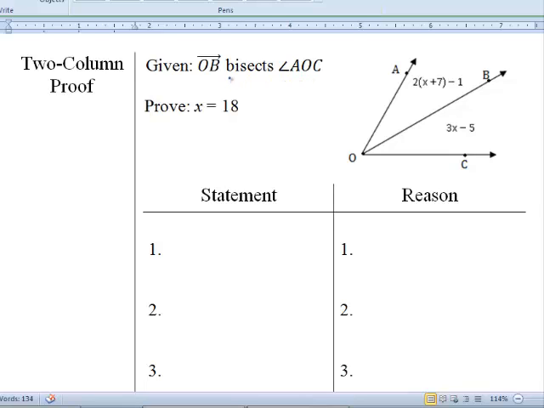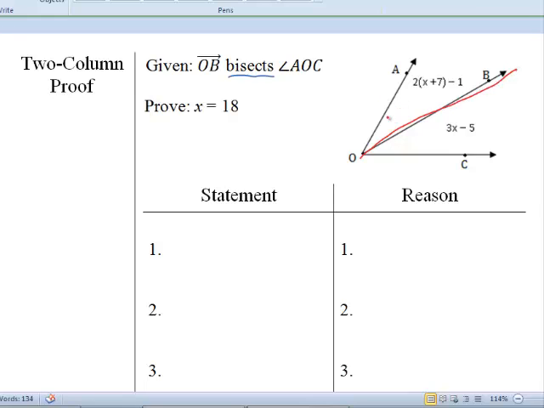If I have the word bisect, that means cut in half. So with what's given here, if this ray OB cuts the angle in half, that means that this angle, angle AOB, is congruent to angle BOC.